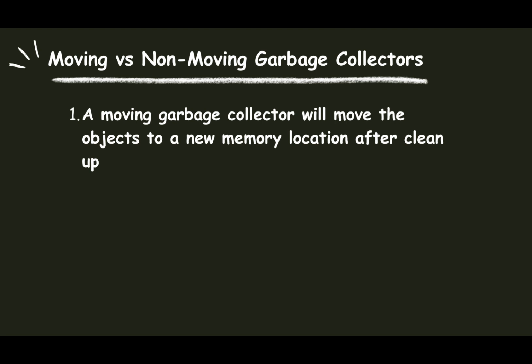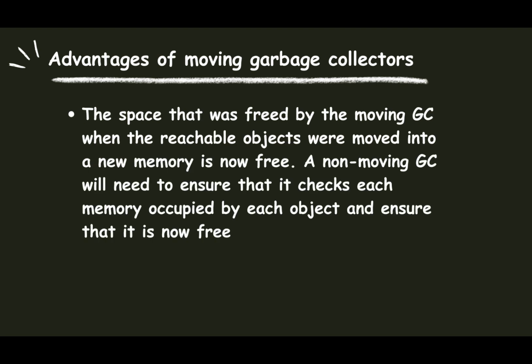Some of them are: the space that was freed up when the garbage collector moved the reachable objects into new memory is now considered free space without the system needing to do any extra work to provide this free space. In contrast, a non-moving garbage collector will need to ensure that it checks the memory occupied by each object and ensures that it is now free.